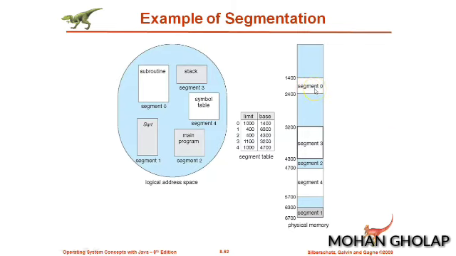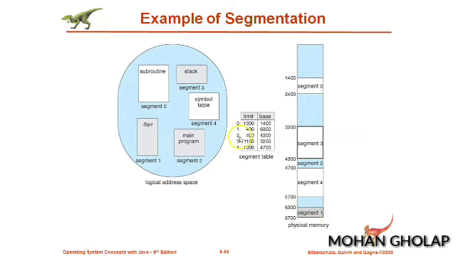by segment 0. In the same way, for the next segment, segment 1, the base address is 6300 and the limit is 400, meaning the starting address for segment 1 is 6300 and the range is 400. You can see here that for segment 1 the starting address is 6300 and the range is 400, meaning from 6300 the next 400 bytes are allocated to segment 1. So from 6300 to 6700 is occupied by segment 1 in the physical memory.